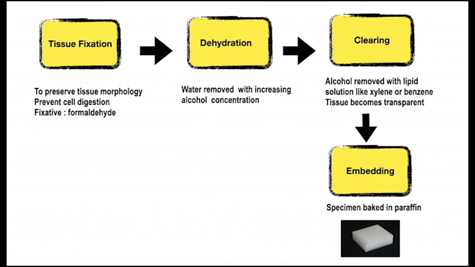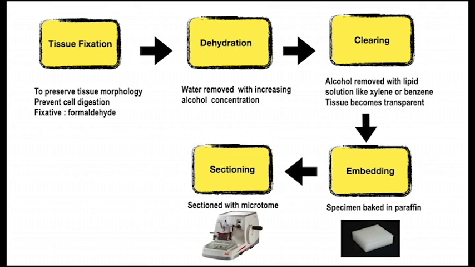The next step is embedding, wherein the specimen is now immersed in paraffin and baked to form a paraffin block. The tissue now is firm enough to be sectioned in thin slices using a microtome machine. Tissues to be studied under the light microscope are sliced 1 to 10 millimeter in thickness, while sections of tissues that will be used for electron microscopy are 60 to 130 nanometer or 0.06 to 0.13 of a millimeter.